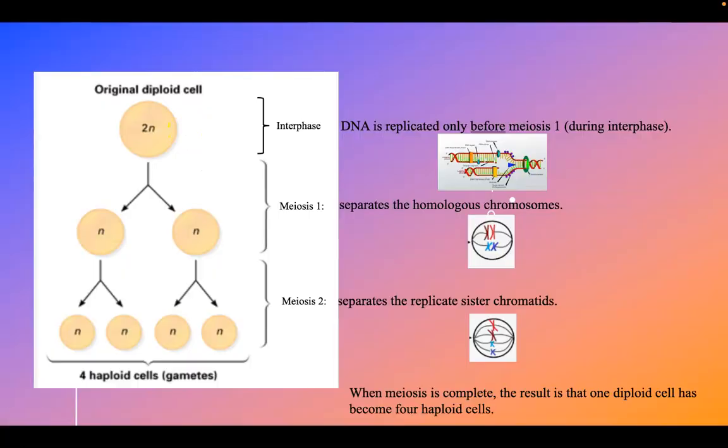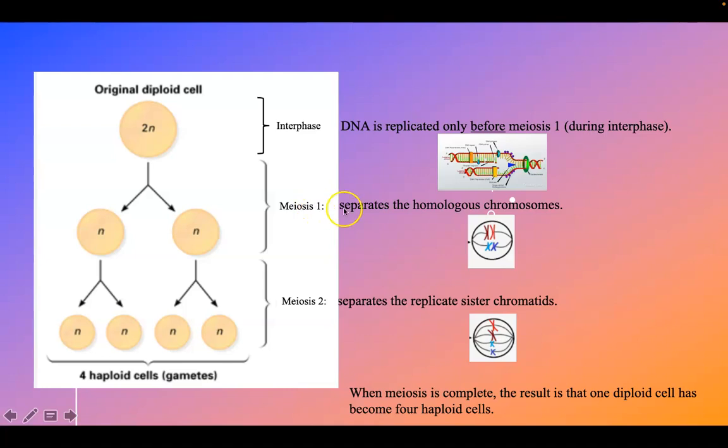Our DNA is being replicated before meiosis begins, during interphase. So just like interphase came before mitosis, interphase comes before meiosis. This is where the DNA replication is happening, in interphase. So here's our diploid germline cell, whose goal is to produce 4 haploid cells called gametes.